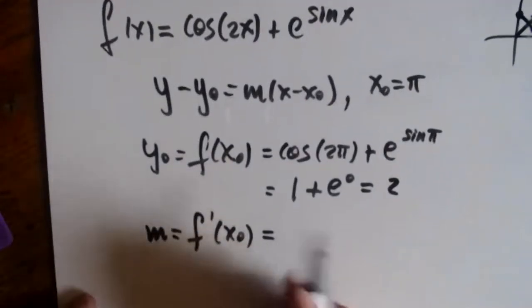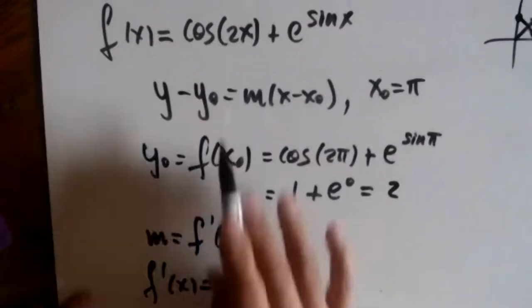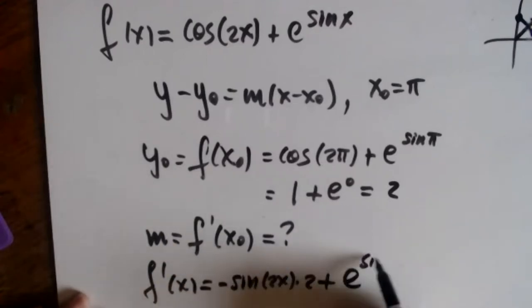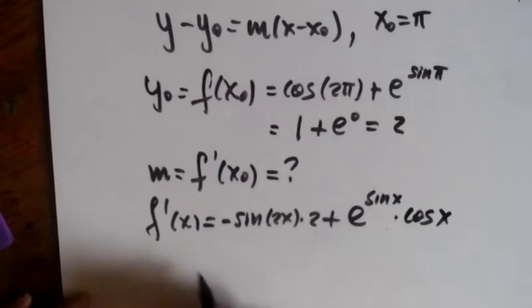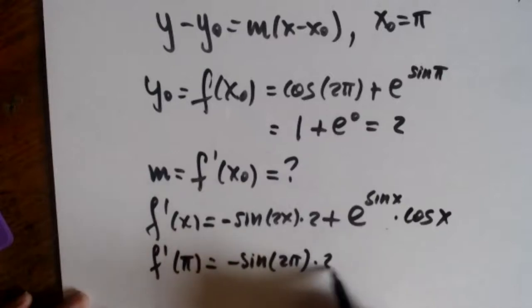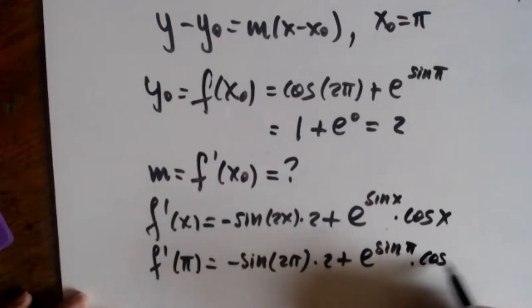What is f prime of x? F prime of x is the derivative of cosine, negative sine of 2x times 2, plus the exponential e to the sine x times the derivative of sine x, which is cosine x, correct? Now I have to evaluate at pi. F prime of pi is negative sine of 2 pi times 2 plus e to the sine of pi times cosine of pi.